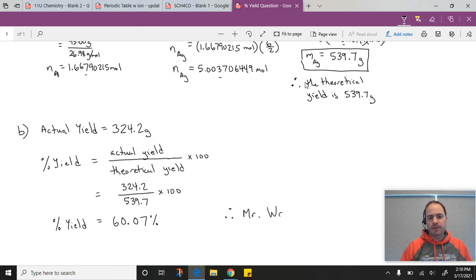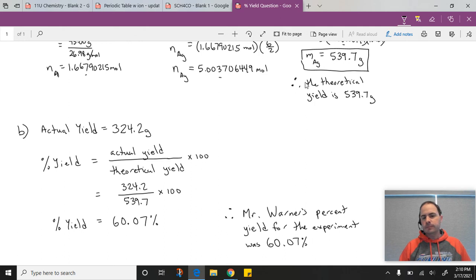So we finish it off with a statement. So his experiment wasn't that great. He got a percent yield of 60.07%. That's how we do our percent yield.